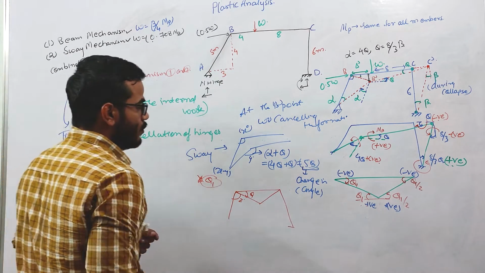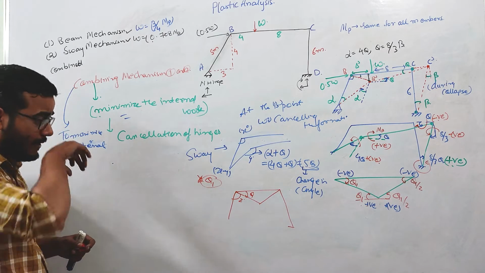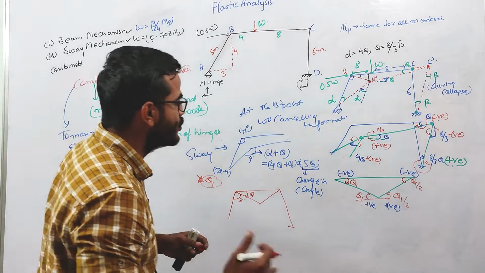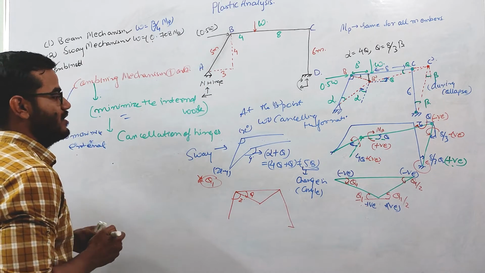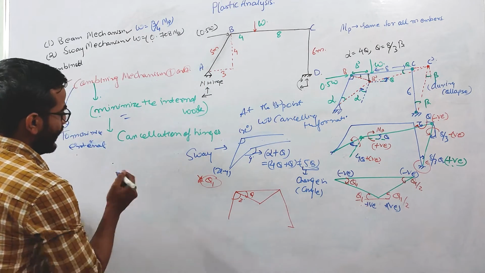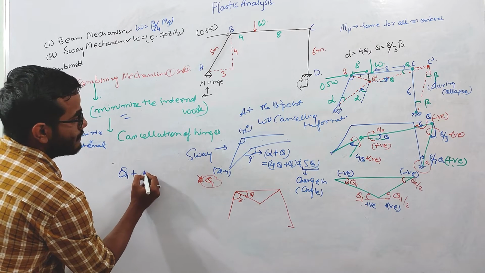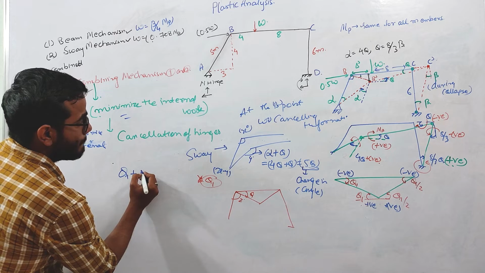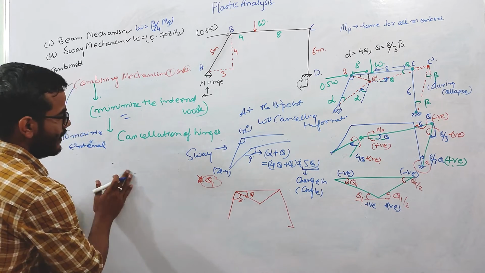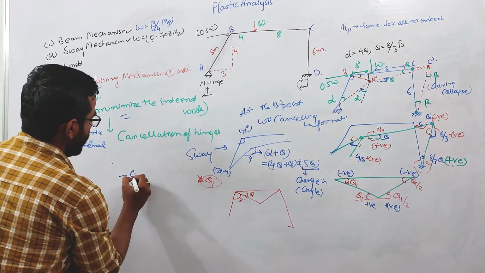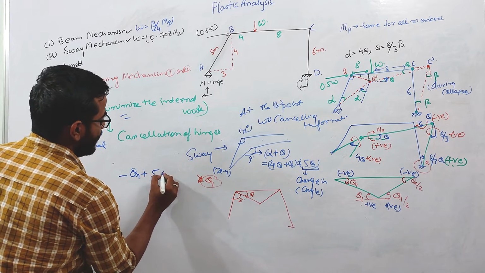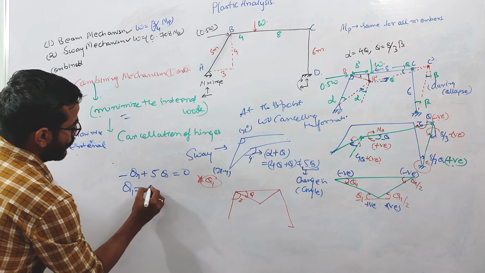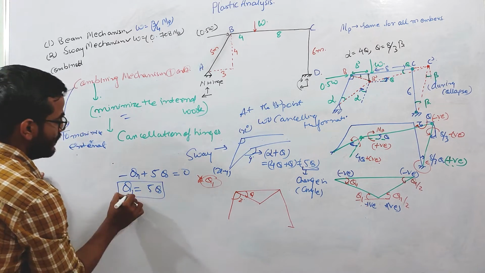If the plastic hinge should not form at this point, then the change in angle should be equal to 0. Angle should not change, right? So I can write, here the theta is negative, so minus theta 1 plus 5 theta is equal to 0. So from here theta 1 is equal to 5 theta. This is the relation we used.